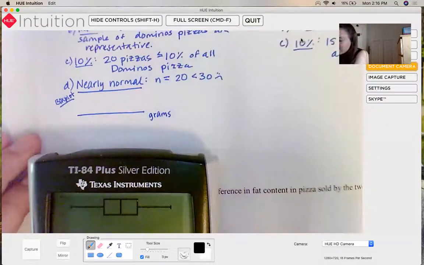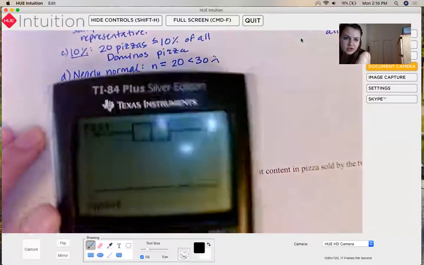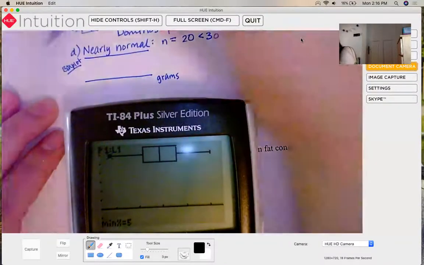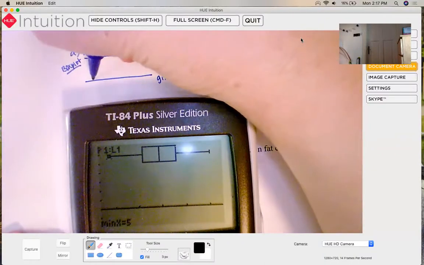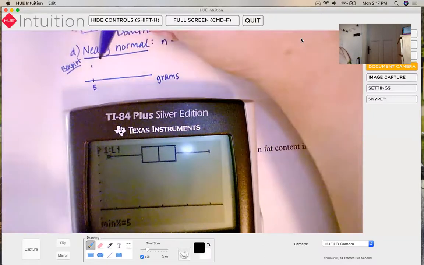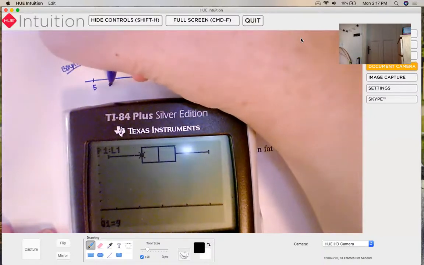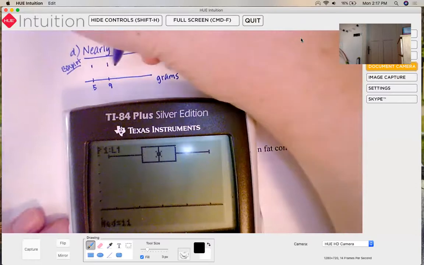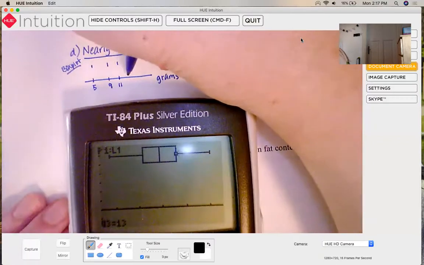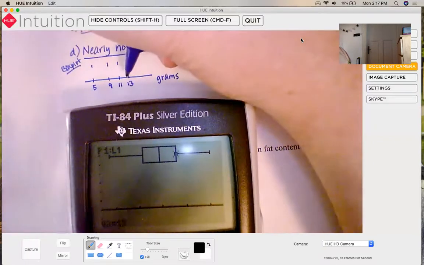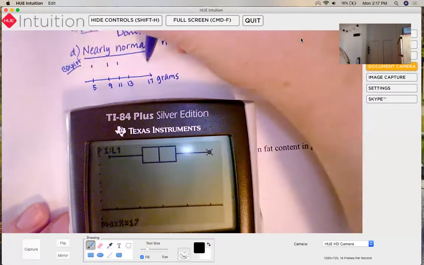So if I go to trace on my calculator, that's going to take me straight to my minimum, and you're just going to do the 5-number summary. So you're going to do your minimum, and that's at 5. Then you're going to arrow over to Q1, that's at 9. You're going to try to space it like it would be, so try to make it as proportional as possible. This is 11. This is 13. And the last number is at 17, so it's a little further away. Okay, all you have to do now is connect your dots.